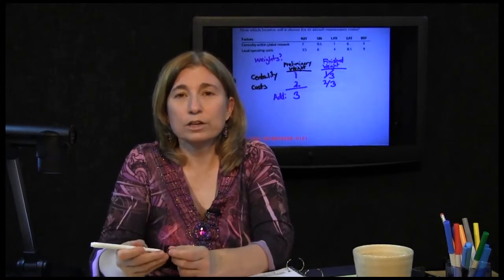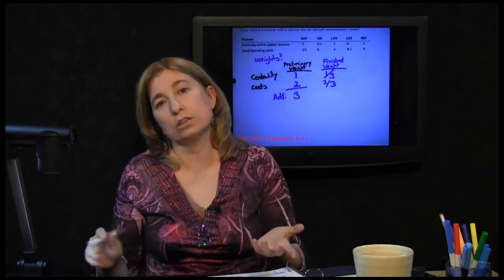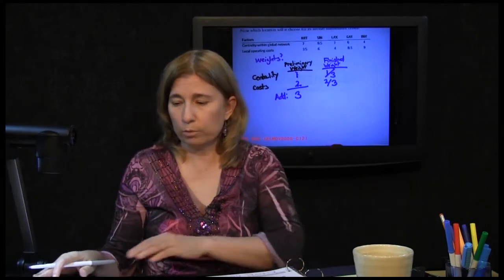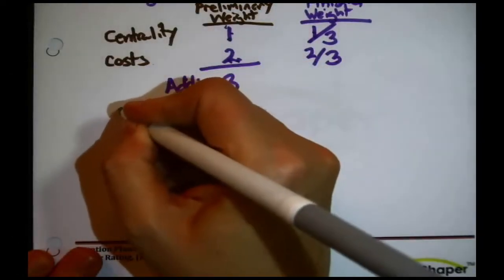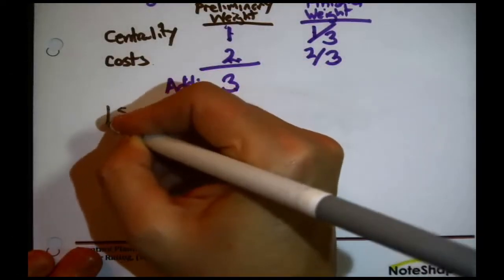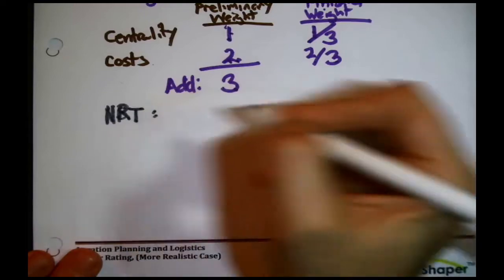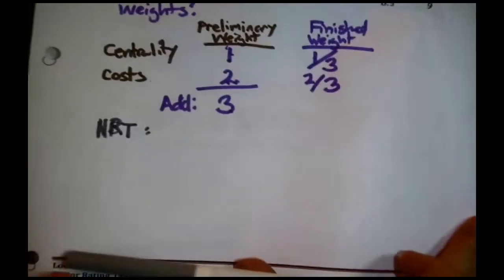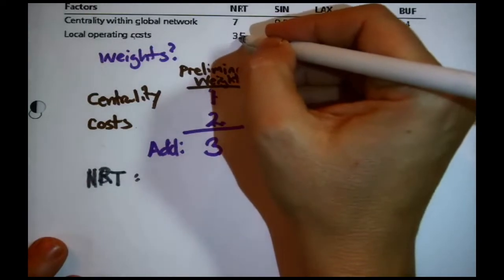No. The answer is we have to pick one of the airports. Now we have the weighting scheme we need to pick according to that preference, but we still have to calculate the scores for each one of the airports. Oh, all right, so more work. Let's see. First airport, NRT, for Tokyo's Narita Airport. Original scores, I'm looking up here, are a 7 for centrality and a 3.5 for local cost.